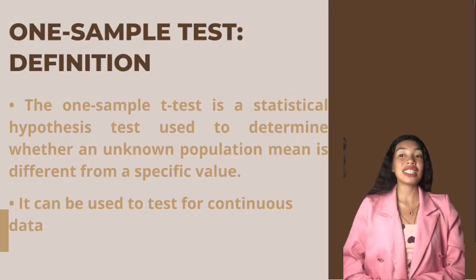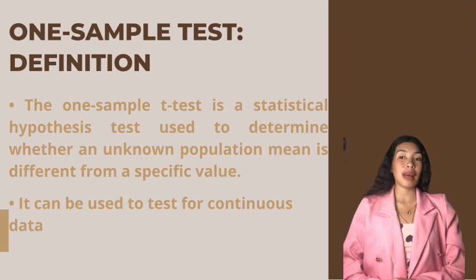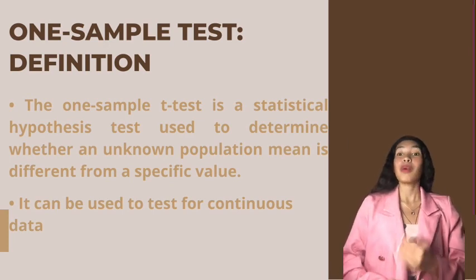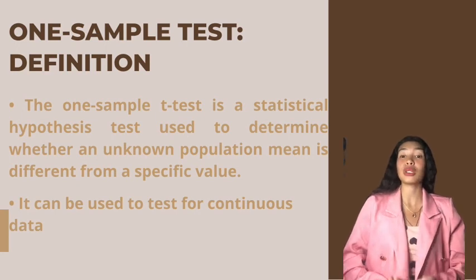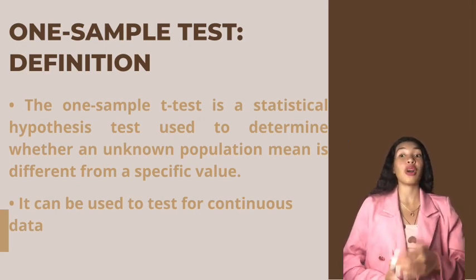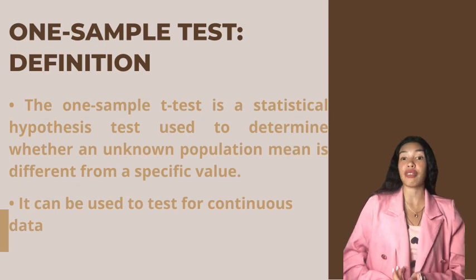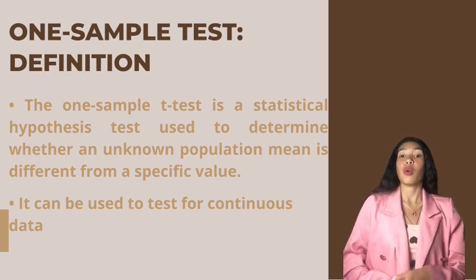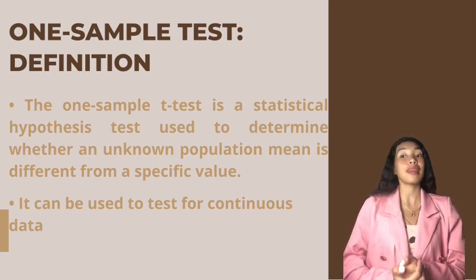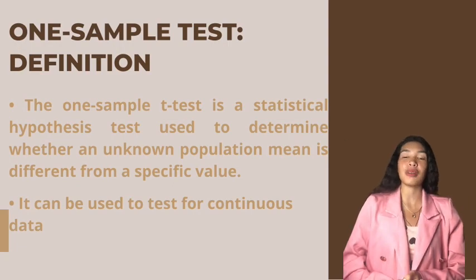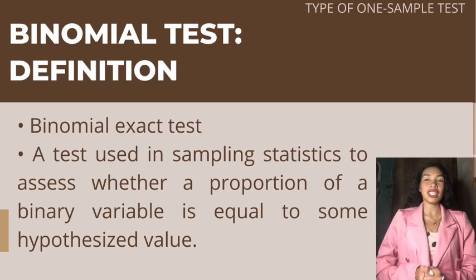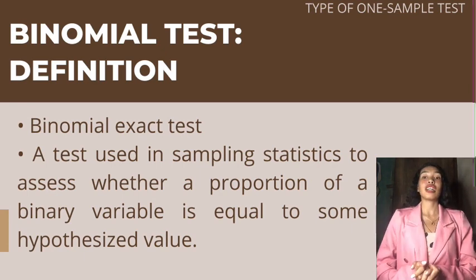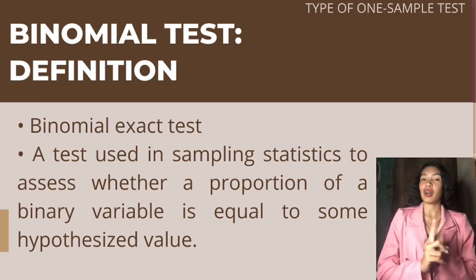First, let me discuss what a one sample test is. The one sample test is a statistical hypothesis test used to determine whether an unknown population mean is different from a specific value. So, one sample test can be used to test for continuous data. Now that we already know what one sample test means, let's proceed to its types. The first one is the binomial test.